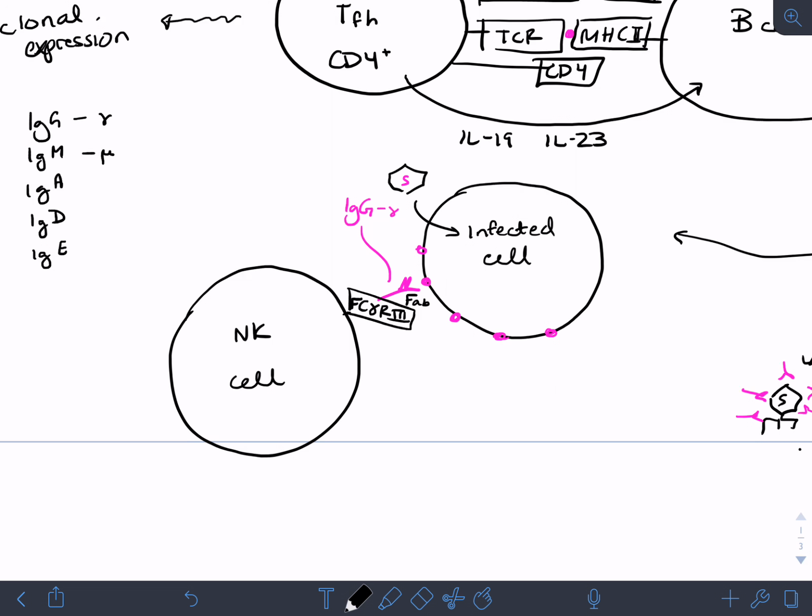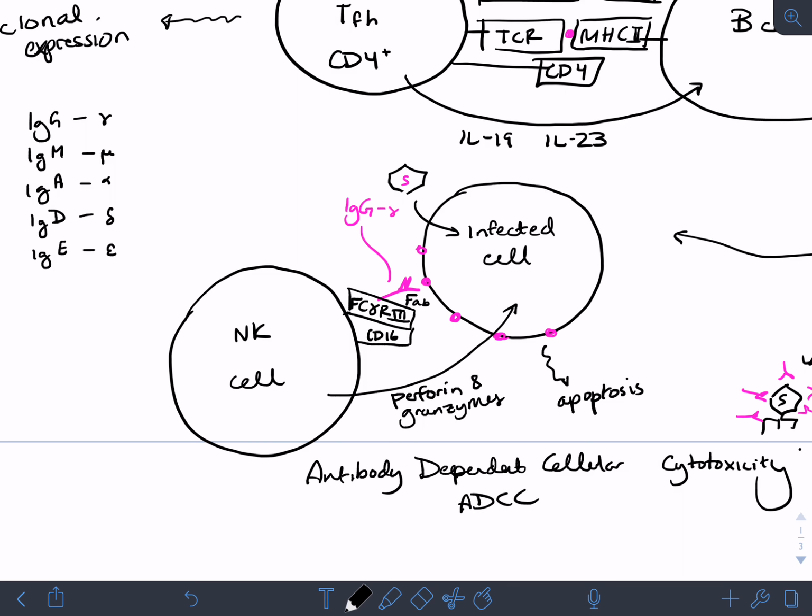These are interchangeable. Now, when your NK cell recognizes an infected cell that's been coated with this antibody, it's going to release the same exact enzymes, perforin and granzymes, okay? And that's obviously going to result in apoptosis. And this whole process is called antibody-dependent cellular cytotoxicity, my bad. Cellular cytotoxicity, okay? Also ADCC, same thing.